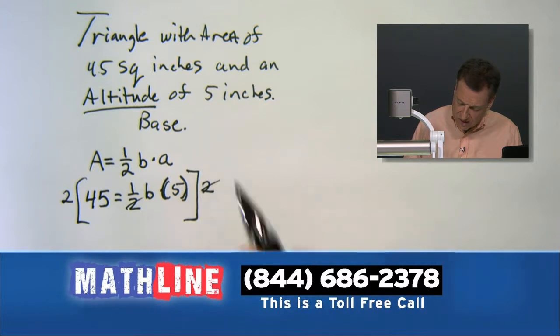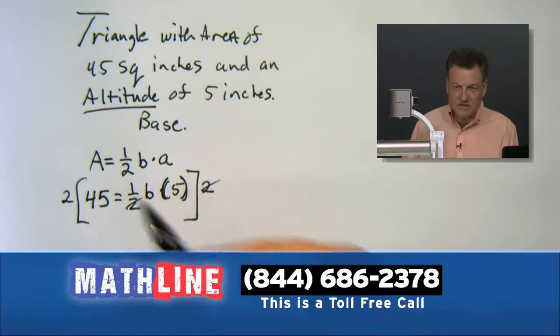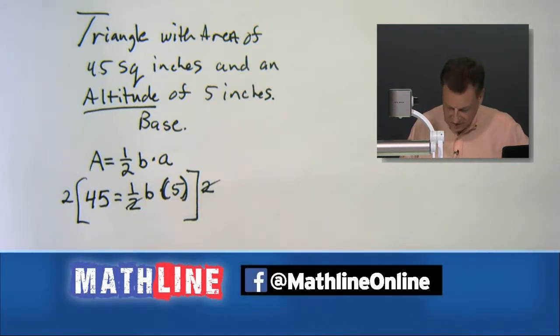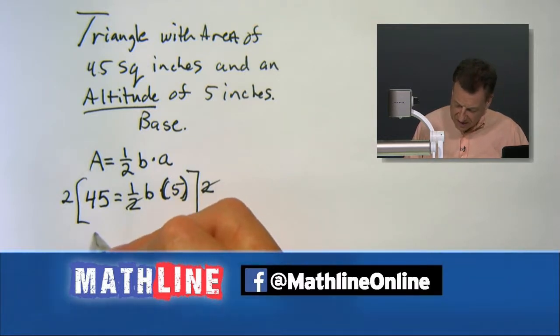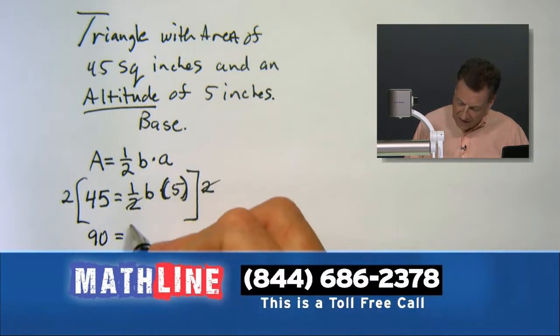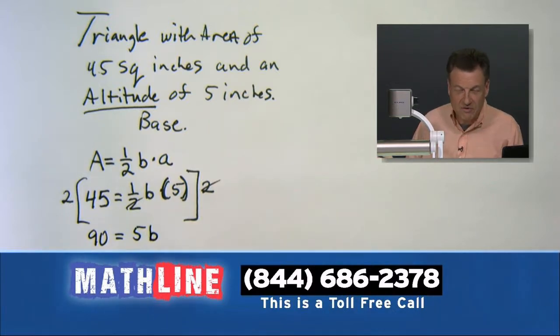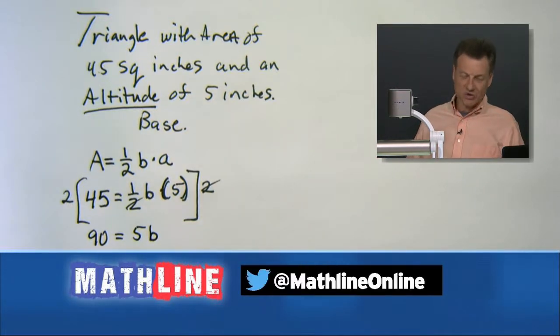See my 2's go away. And I've got 2 times 45. I bet you can tell me what 2 times 45 is going to give us. What happens when I double? Yeah, I got 90. Very good. And I've got a 5 times whatever my base is going to be. So all of a sudden, this looks like a real easy equation.